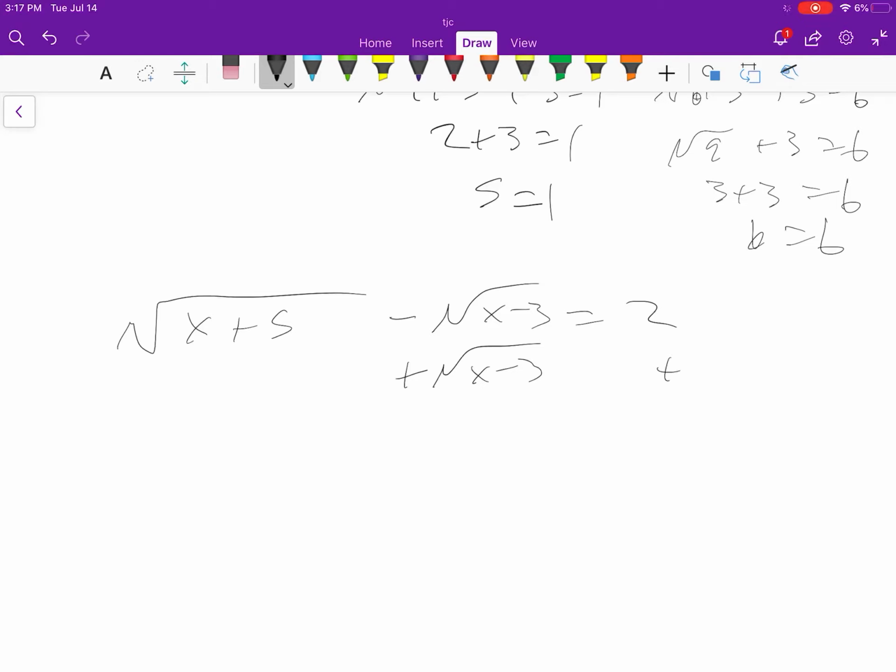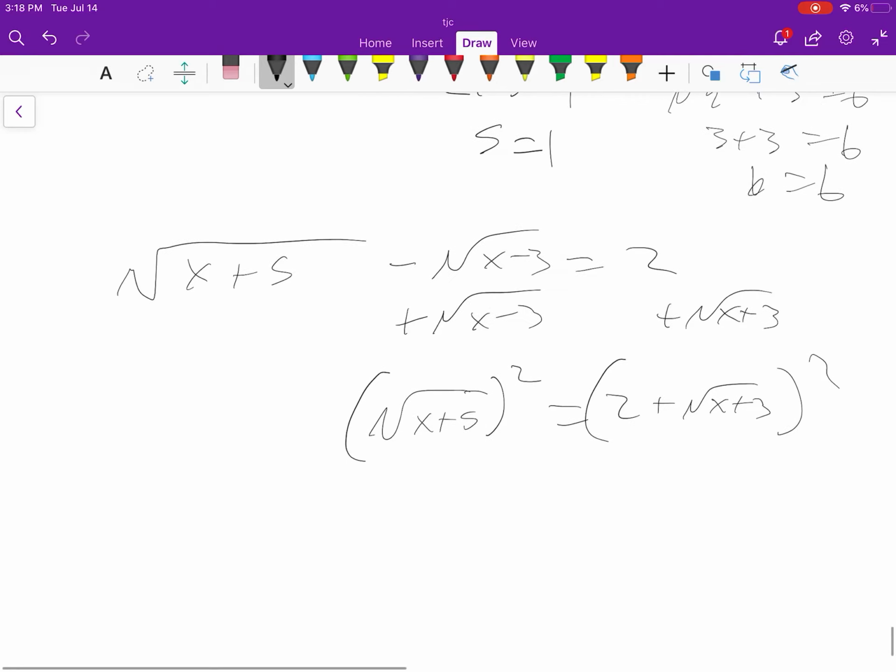So I'm going to move this guy over, because I only need one radical. Okay, so I did that. So that's step 1. Step 2 is now to raise to the power of the radical. The power of the radical is 2, it's 1/2. So we're going to raise to the power of 2, both sides to the power of 2. Okay, that here will cancel.